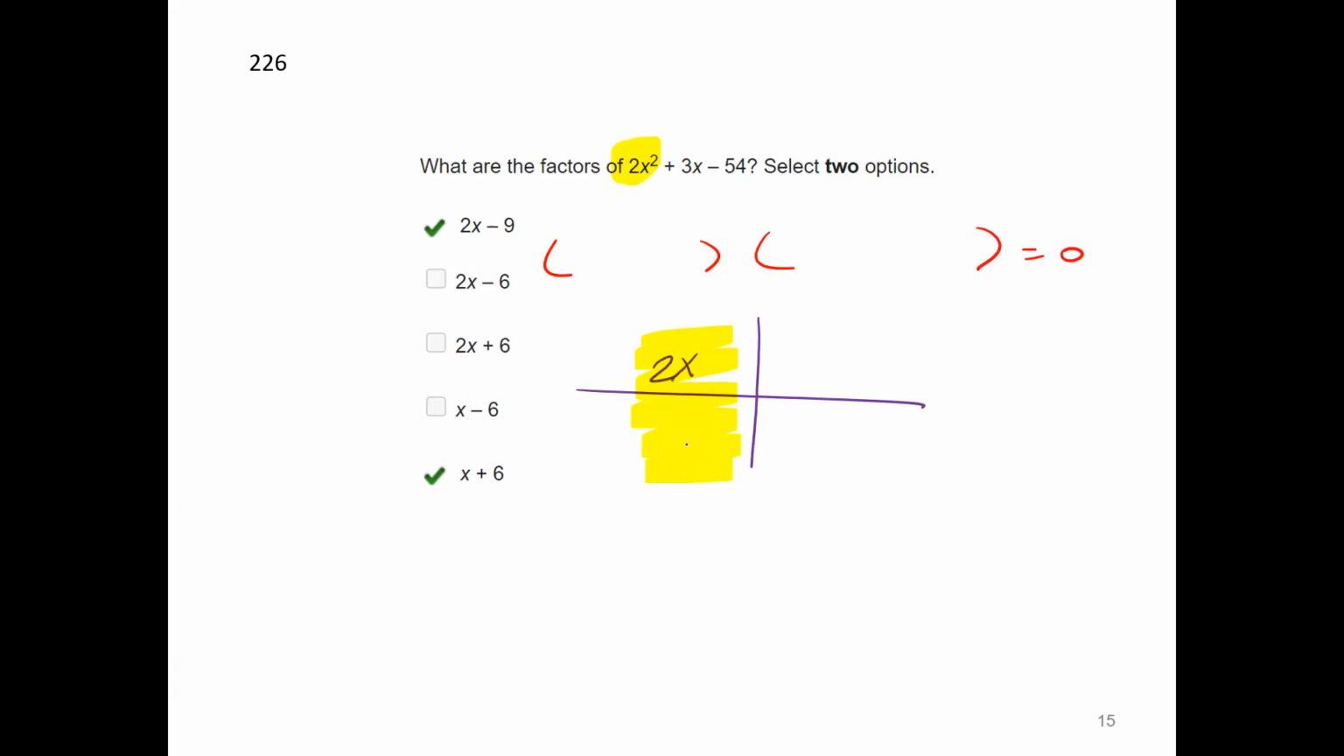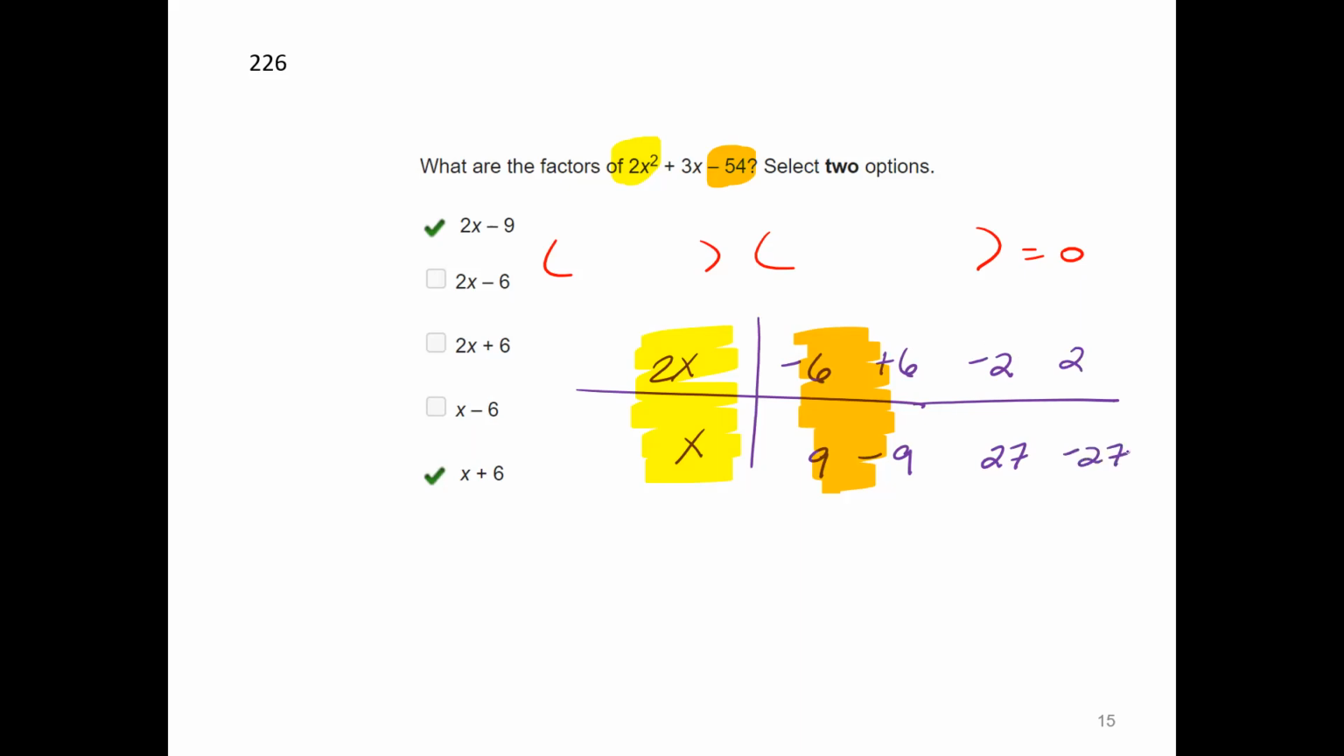So I could do 2x and x. That's a possibility because 2x times x is 2x squared. Now the number over here, if I split it, has to be a negative 54. So you think about what times what gives me a negative 54. There are several different options if you think about it. You could do a negative 6 and a 9. You could do a positive 6 and a negative 9. You could do a negative 2 and a 27. You could do a positive 2 and a negative 27.